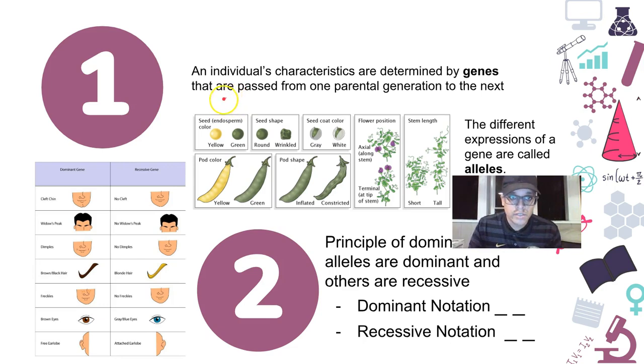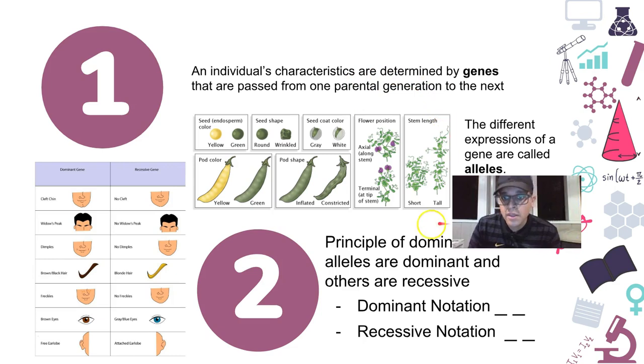So there's a gene that controls for seed color, seed shape, seed coat color, flower position, and the rest of these 7. As you notice in these different traits, you either see one or the other. So these different expressions of genes are called alleles. So there's alleles for yellow and alleles for green, specifically in seed color. And that goes for seed shape, pod color, pod shape, seed coat color, flower position, and stem length.